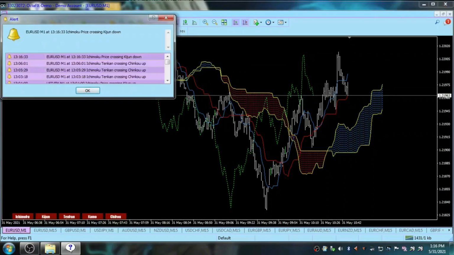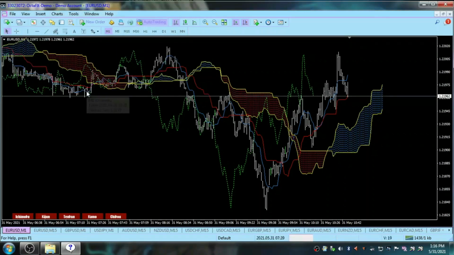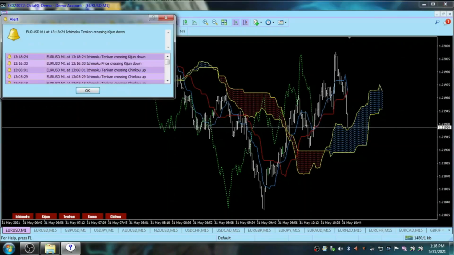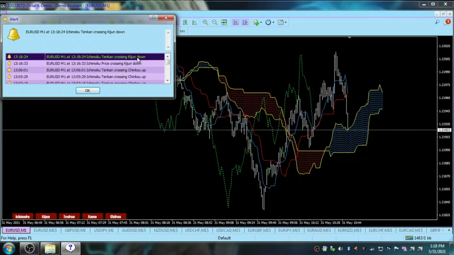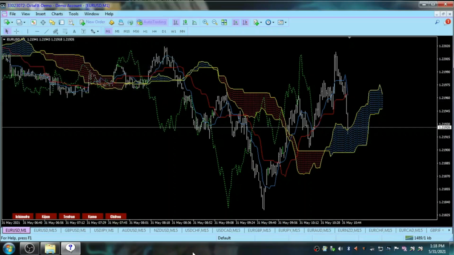You see, price crossing Kijun down. The price is crossing the Kijun zone. That is very nice. You will see some more alerts. Yeah, here comes a new alert. Tenkan crossing Kijun down. Yes, the Tenkan is crossing the Kijun from top to bottom. Excellent. Now some other alerts.